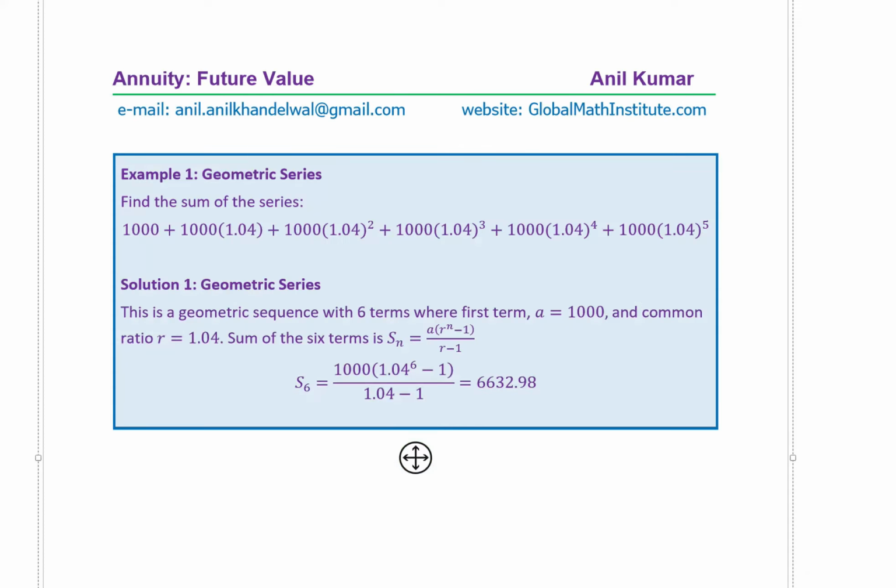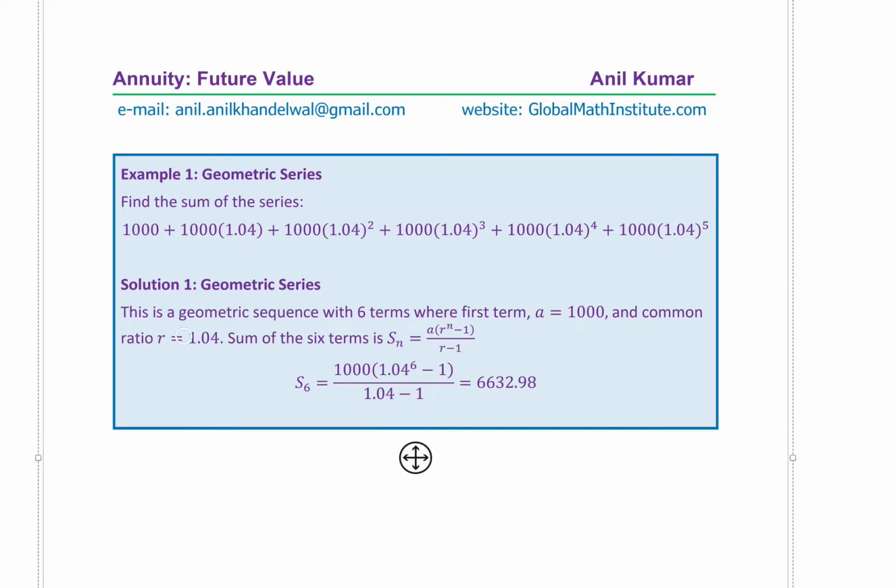Let's begin with some examples now. Example 1. It is based on geometric sequence. Find the sum of the series 1000 plus 1000 times 1.04 plus 1000 times 1.04 square plus 1000 times 1.04 cube and so on, till, so we have considered 6 terms, till 1000 times 1.04 to the power of 5. Correct? We need to find this sum.